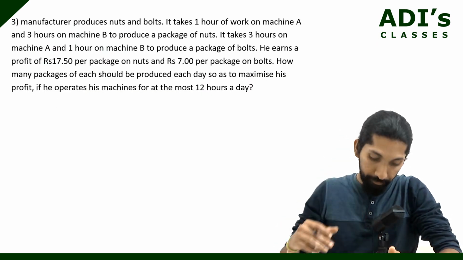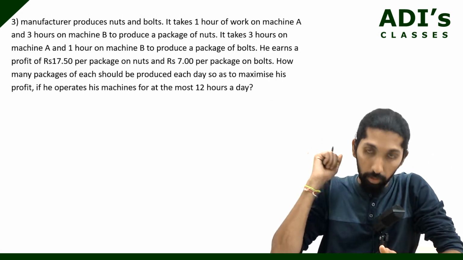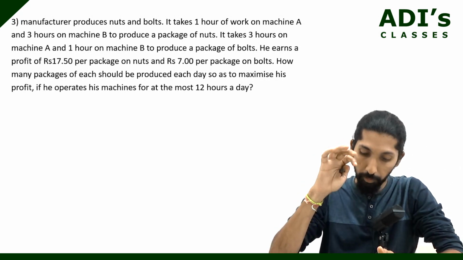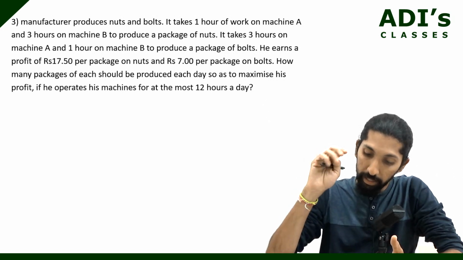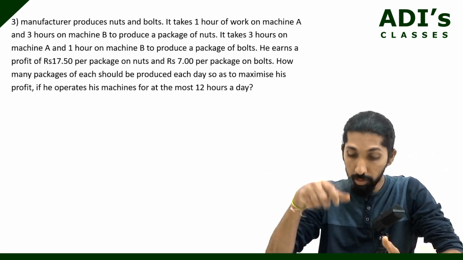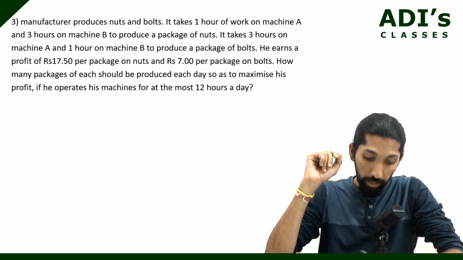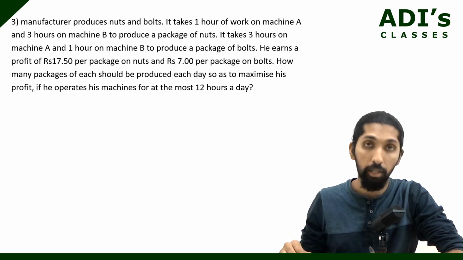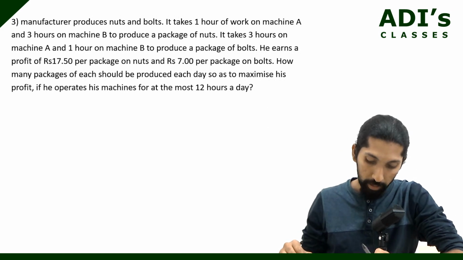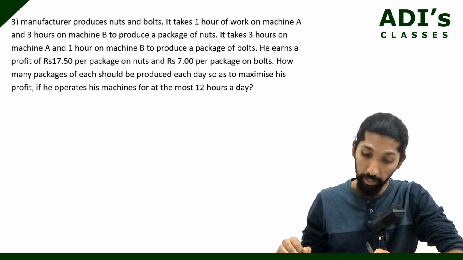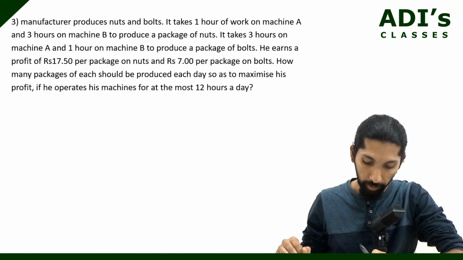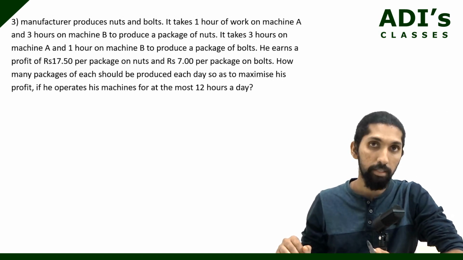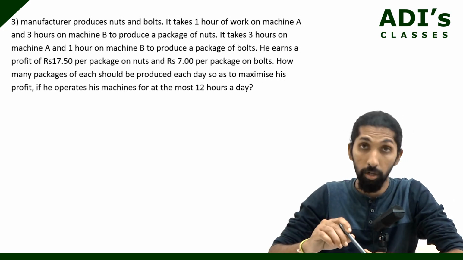See the third question. A manufacturer produces nuts and bolts. It takes 1 hour of work on machine A, 3 hours on B to produce a package of nuts. It takes 3 hours on A, 1 hour on B to produce a package of bolts. He earns a profit of 17.5 rupees per package of nuts, 7 rupees per package of bolts. How many packages of each should be produced each day so as to maximize his profit if he operates his machines for at the most 12 hours a day? Correct? A lot of constraints.